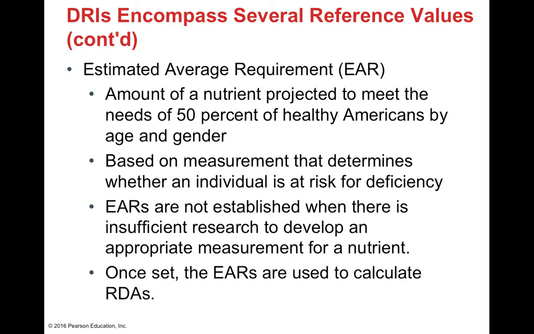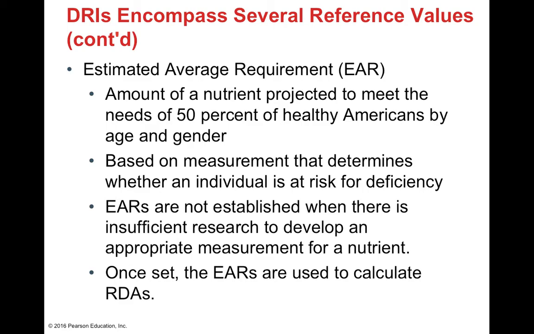Now, the estimated average requirement, or the EAR, is defined as the amount of the nutrient that's needed to meet the needs of 50% of healthy Americans, by age and gender. And that's based on a measurement that determines whether an individual is or is not at risk for deficiency of this vitamin or nutrient. And EARs are not going to be established if there's insufficient research to develop the appropriate measurement. So some nutrients might not have the EAR because we just don't have enough research in place.